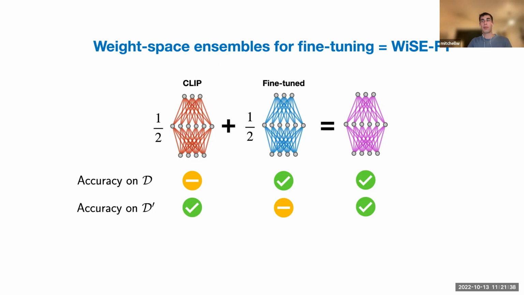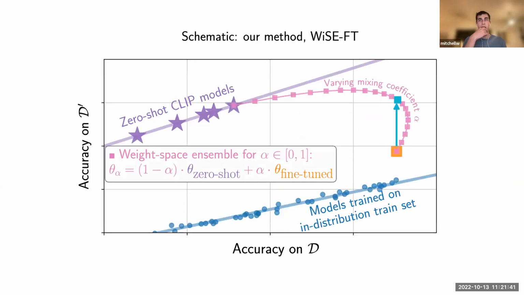So we can now go back to that plot and look at how this is performing, for various mixing coefficients alpha. Let's take 1 minus alpha times the weights of this purple zero-shot CLIP model, plus alpha times the weights of the fine-tuned model. Now let's interpolate with various mixing coefficients alpha and see where we end up. And we see that we trace out this pink curve. What's really nice about this pink curve is that we can get a model which has vertical movement, meaning that it improves accuracy under distribution shift without sacrificing performance in distribution. This is just a schematic.